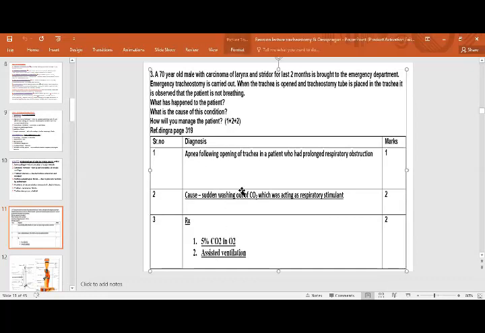So this could come in your viva as well. Please give some time to tracheostomy, because complications of a few procedures can come. So do remember all these complications of tracheostomy.